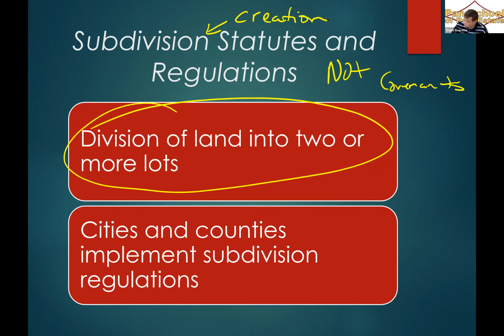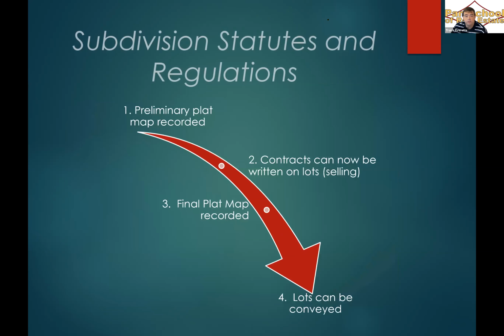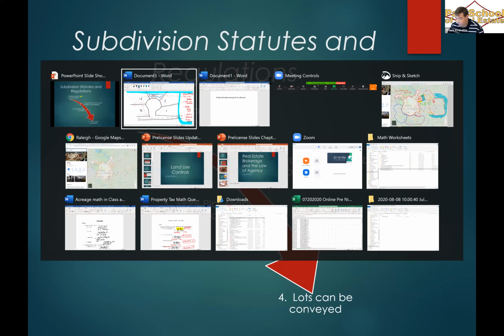Now, whether we're doing 1 lot, 2 lots, 22 lots, doesn't matter. They all follow the same rules. These are the steps to creating a subdivision in North Carolina. Subdivisions start here at a plat map. A plat map is just a map drawing of a subdivision. As a matter of fact, this is a plat map.